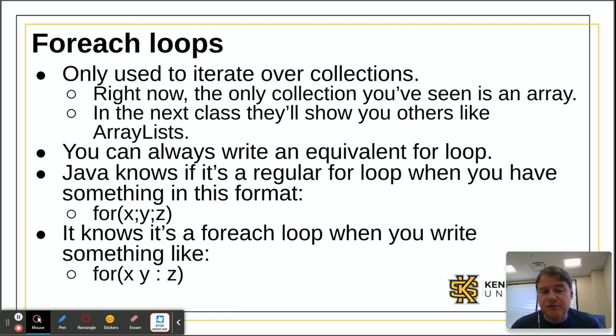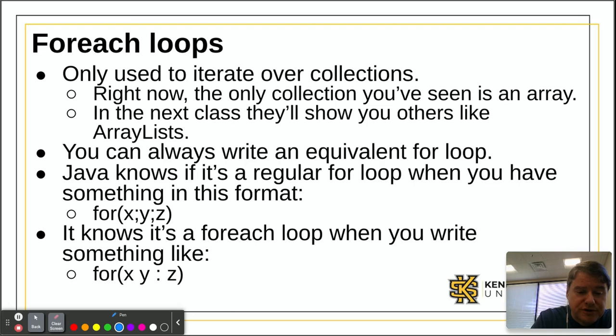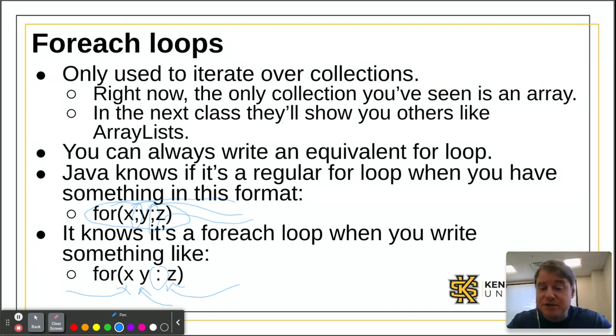It is always possible to convert a for each loop into a regular for loop. They are 100% interchangeable. Java knows which one it is based on the parameters that you're passing to the for loop. So for example, this is the syntax for a for loop, where X is the initialization, Y is the test, and Z is the increment. Whereas with a for each loop, this is the type, this is the variable, and this is the collection. And there's a colon in between. So it's really that colon or the two semicolons that tells Java whether you're attempting to write a for loop or a for each loop here.